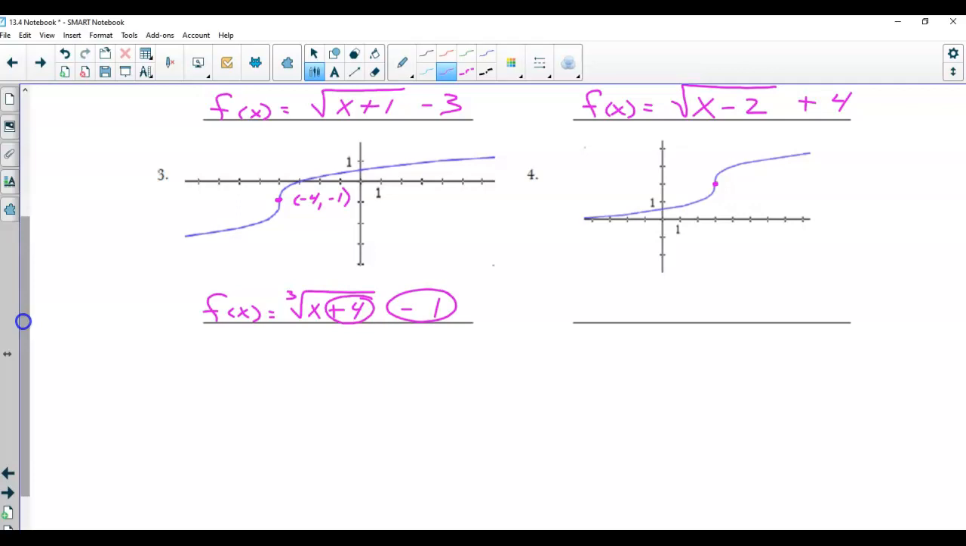So then over here, I'm taking this guy. This is 1, 2, 3, comma 2. So this is going to give me my function is the cubed root of x minus 3, because it had to go to the right, so it's the opposite, plus 2 up is what we're doing, okay? So we're inside opposite, outside the same, all right?